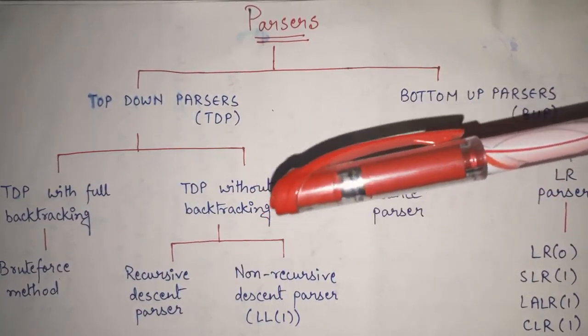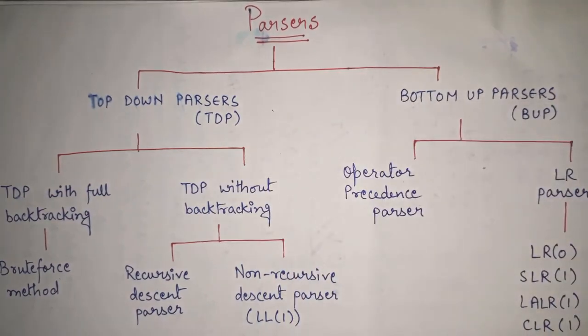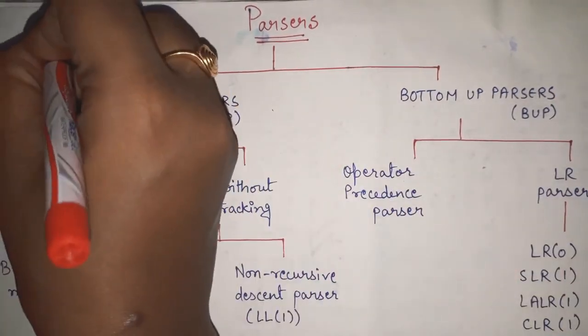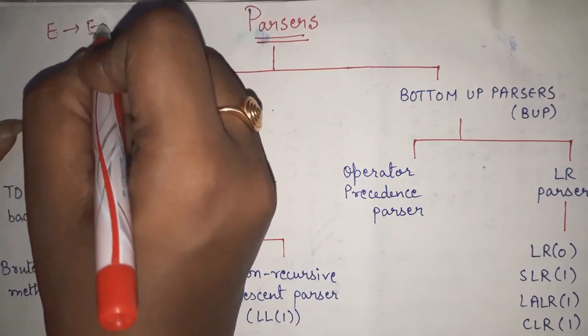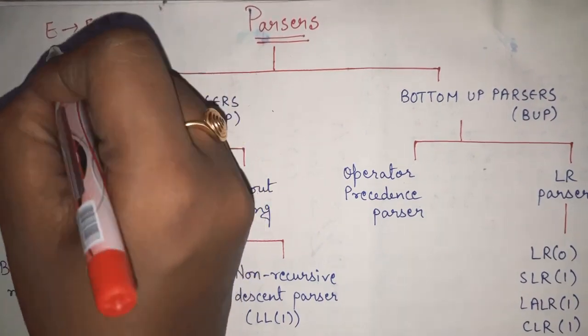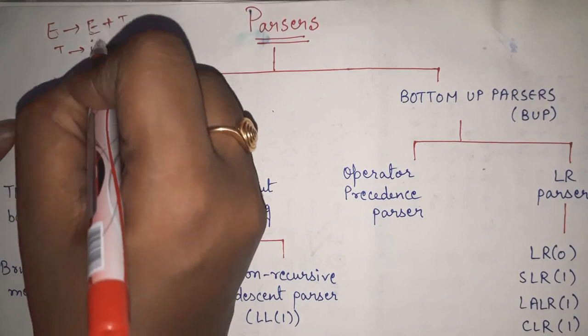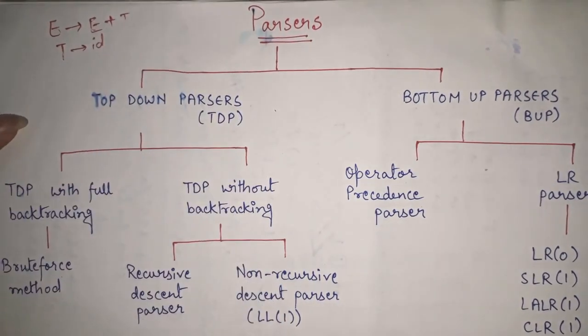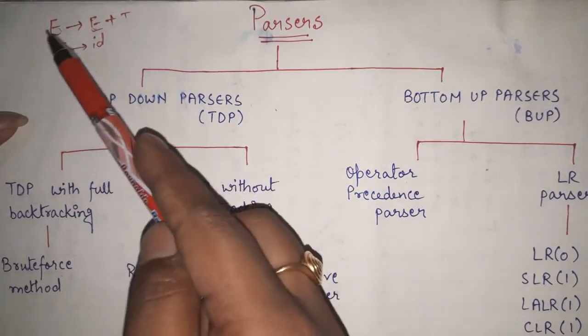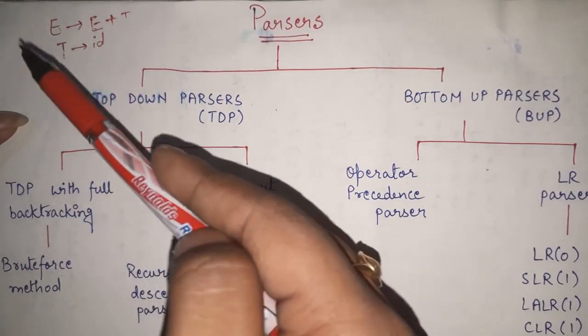For example, if I am having a grammar like E gives E plus T, then T gives ID. Let me take it simply like this: E gives E plus T and T gives ID. If I am having something like this, which are the variables? Variables means what?